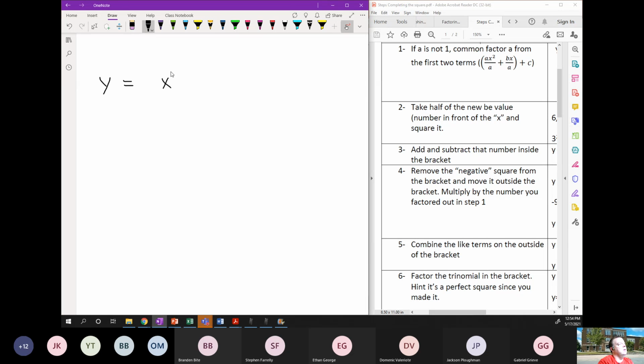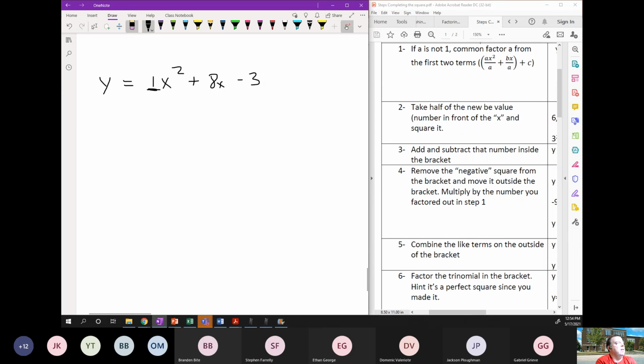Y equals x squared plus 8x minus 3, with the number that cuts in half right there. For this one here, I'm going to restart. Since we don't have a number in front of the x squared here, that's what I want to concentrate on. Since it's just 1, we don't need to common factor out.